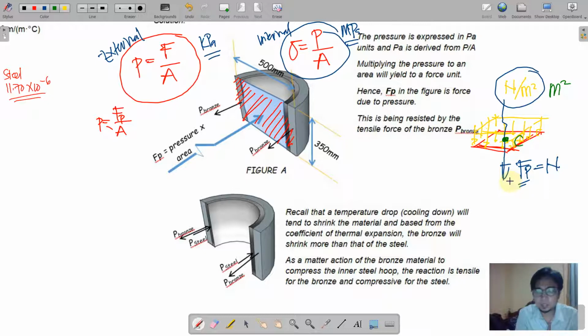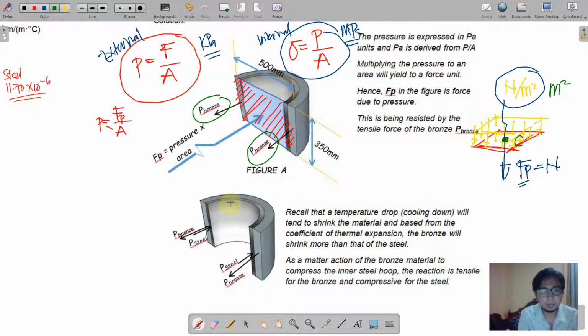Okay? So, ganun din yung sa internal. So, as we can see here, sa internal naman, the external force will be countered by the external one. Okay? So, anong magiging reaction ng bronze dito? Because bronze is the outer material, the bronze will directly be stretched, di ba? Kasi nga, this is a push against the bronze hoop, and the effect of it, stress or tensile stress. Okay?